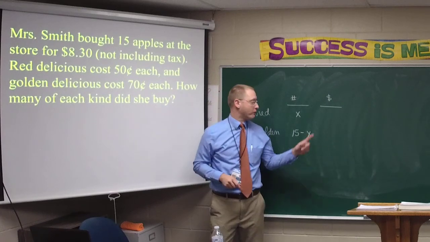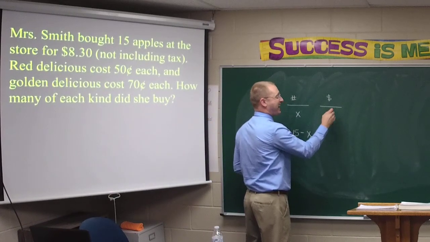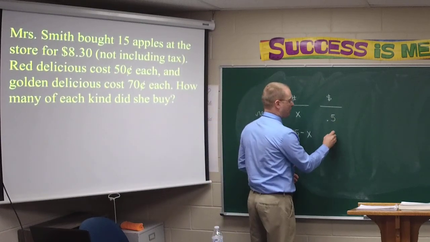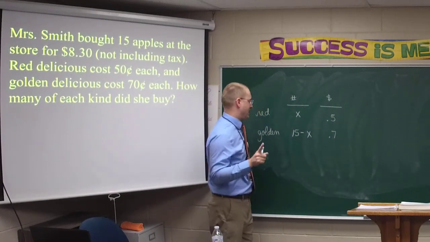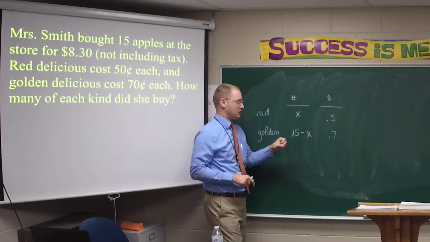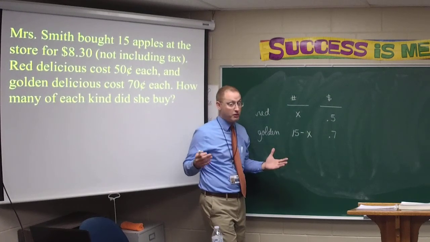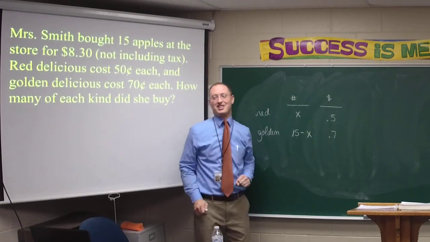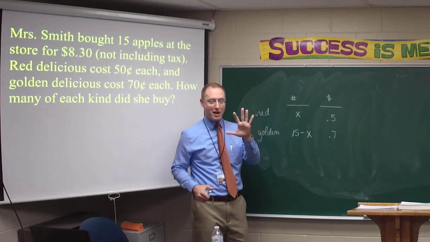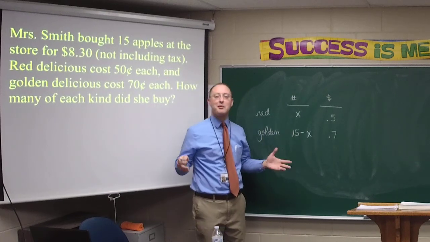What's the value of a red delicious apple? 50 cents. Or we'll just say 0.5. And the value of a golden delicious apple? 70 cents or 0.7. But we know this. If I bought one red delicious apple, 50 cents a piece, then that's how much money? 50 cents. Two red delicious apples, 50 cents a piece? $1. Five red delicious apples, 50 cents a piece? $2.50. How do we figure out the number?